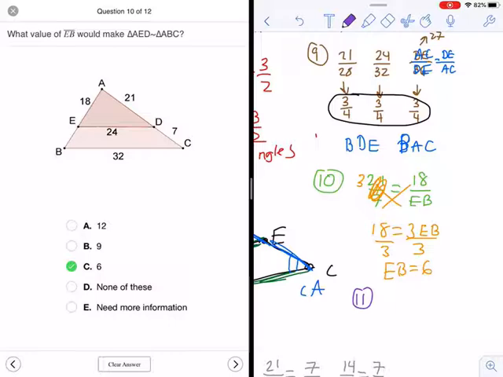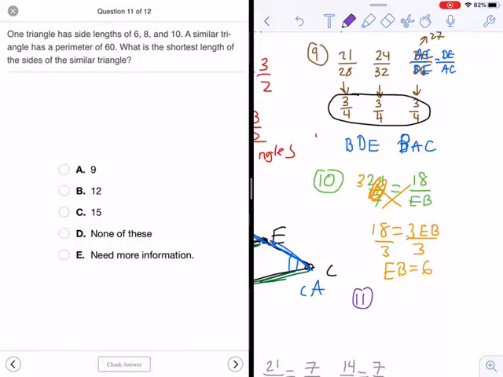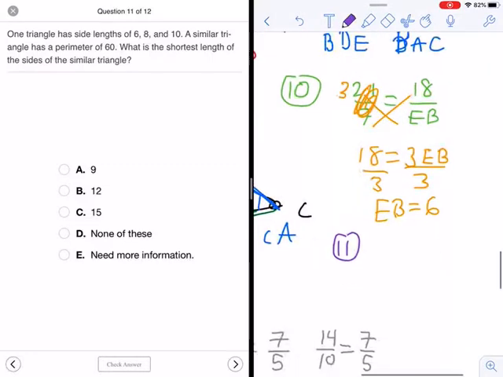A lot of times, just make sure you match up your corresponding parts in the proportions. That's crucial. All right. One triangle has side lengths of 6, 8, and 10. A similar triangle has a perimeter of 60. Let's find the perimeter of the little one: 6 plus 8 plus 10 is 24. The perimeter of the big one is 60.